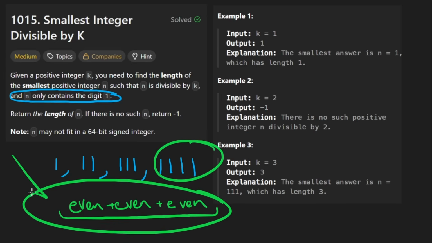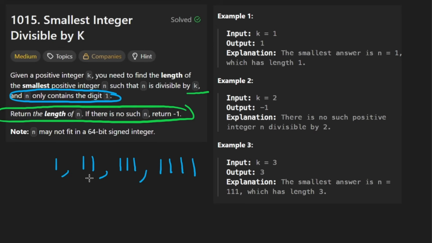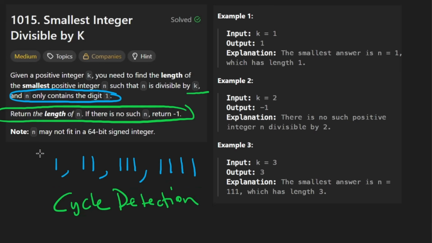But there's going to be other cases as well. So we're going to need to know some kind of general way to figure out that the number is not ever going to be divisible by k. When I saw this, the first thing I thought of was that problem I just showed you, where you have to do cycle detection with a number. So I was already thinking in terms of that. The main reason I was able to figure this out quickly was just because I've seen this pattern before.